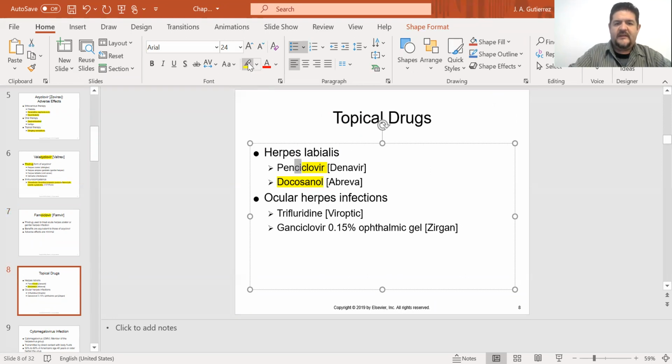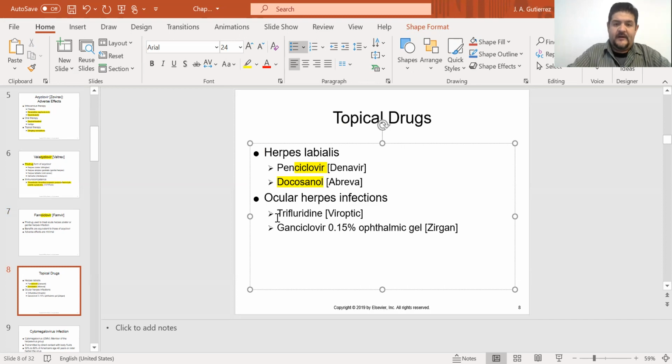Now with this one, the indications: they're topical medications that have to be used as soon as the patient feels symptoms of herpes in the mucosa of their lips. They don't have to wait for the cold sore to fully bloom in order to start using it. As soon as they have this uncomfortable sensation of burning, then they can start using it.